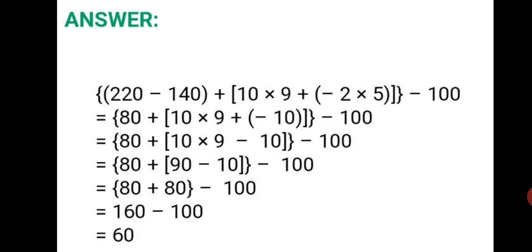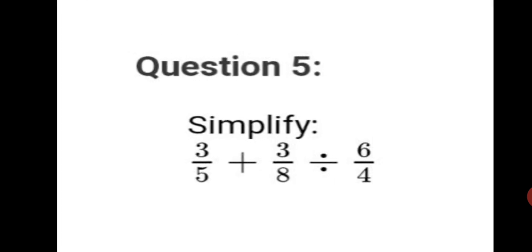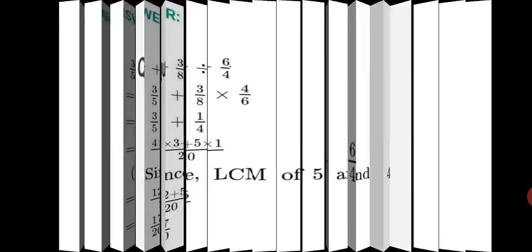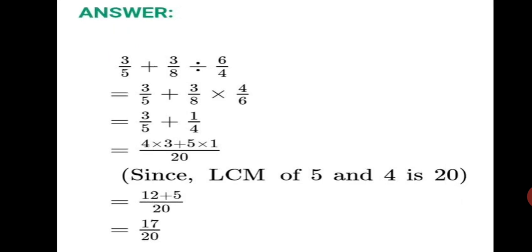Alright, let's move on to the last question, question number 5. 3 upon 5 plus 3 upon 8 divided by 6 upon 4. So let's have a look at the answer now. 3 upon 5 is written as it is, plus 3 upon 8 as it is. We're going to solve division first, right? So division is turned into multiplication and it becomes 4 upon 6.